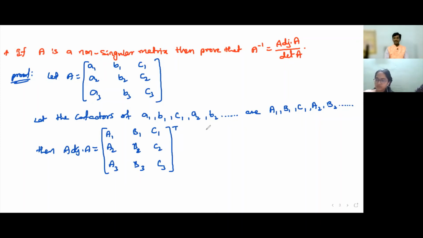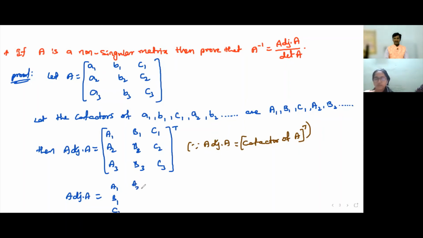What is the formula for finding the adjoint A? Adjoint A is equals to the cofactors of A whole transpose. So then what is adjoint A? Finally, we get the adjoint A as A1, B1, C1, which is the first row, written as the first column; A2, B2, C2 is the second column; and A3, B3, C3, the third row, written as the third column.